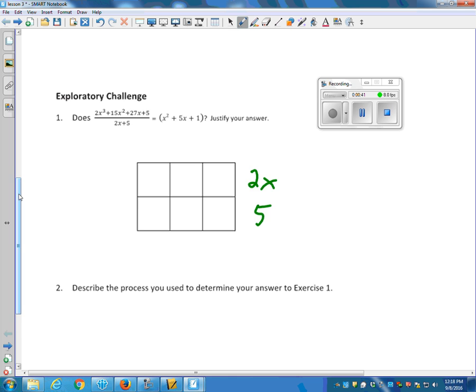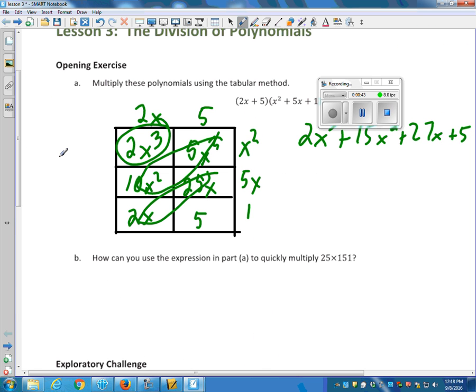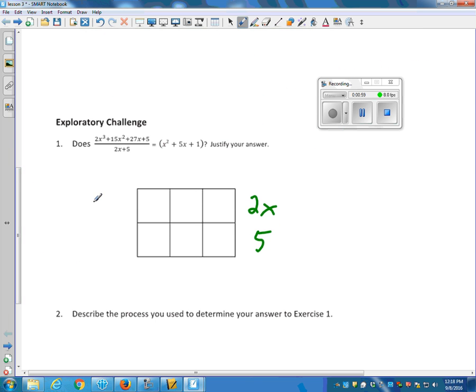Now, when we did this first problem, the answers actually go this way. Like I added 5 and 10 to get 15, 25 plus 2 to get 27, and then 5. So that's what I'm going to do. I'm going to put the numerator around the outside. 2x to the third will go first. These two cells will add up to 15x squared. These two cells will add up to 27x. And we should end up with a 5.